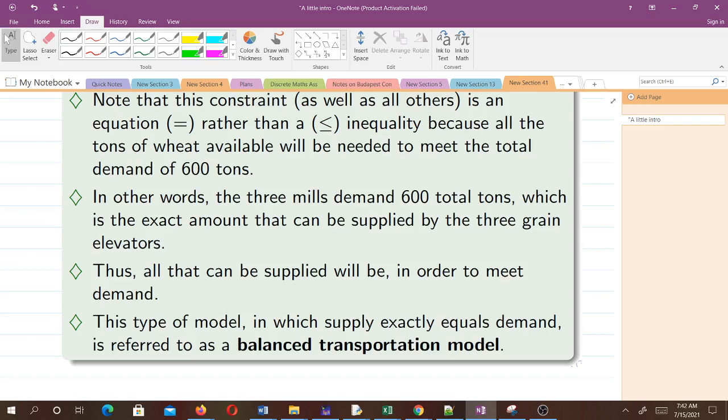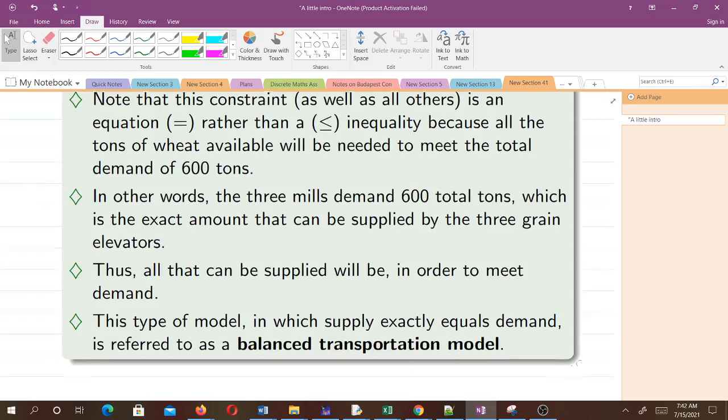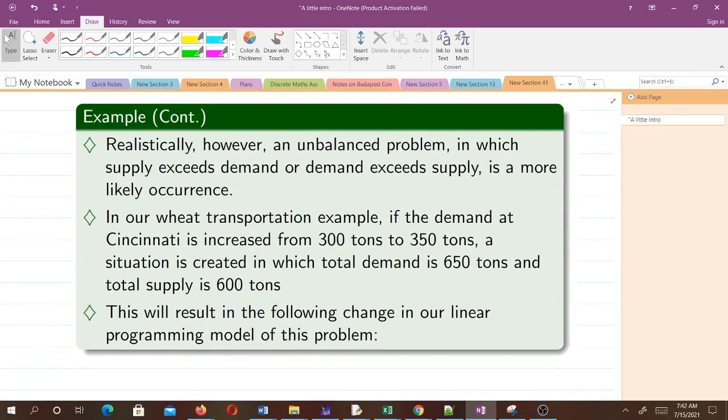So if supply exceeds demand or demand exceeds supply, then we call it an unbalanced transportation model, right? And mostly to solve such models, we first have to balance it. Realistically, however, an unbalanced problem in which supply exceeds demand or demand exceeds supply is a more likely occurrence.